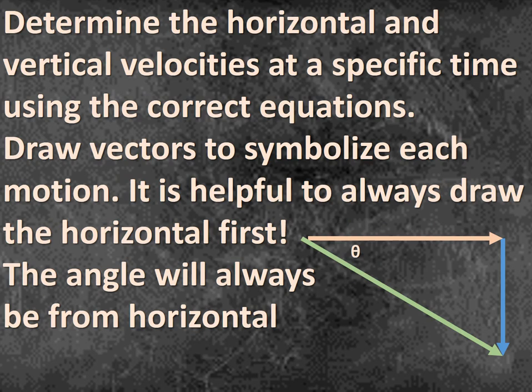The first step in solving these problems is to determine the horizontal and vertical velocities at a specific time using the correct equation. Then you draw vectors to symbolize each motion. It is helpful to always draw the horizontal first. That way you're always looking for the same angle. The angle will always be measured from horizontal.